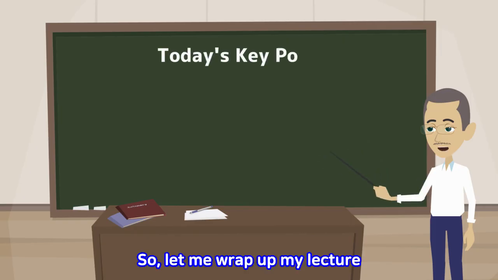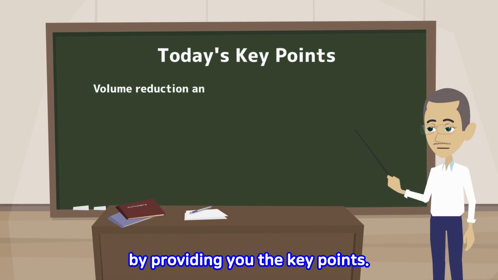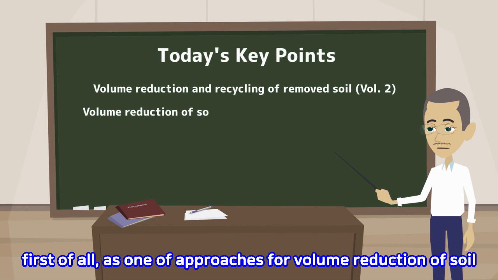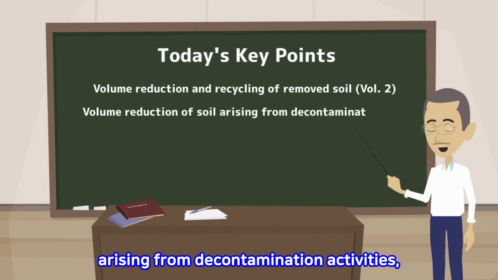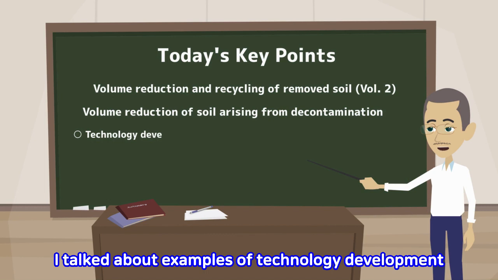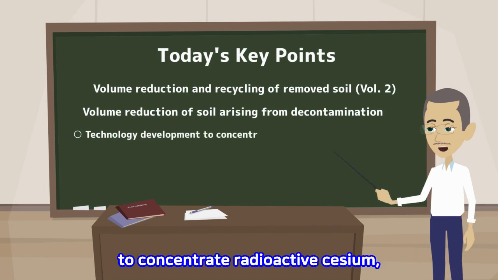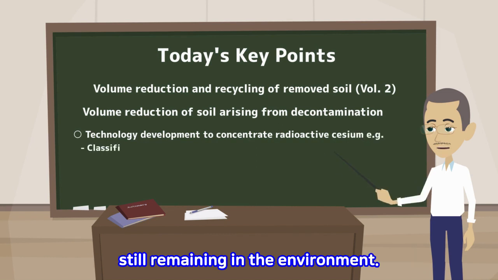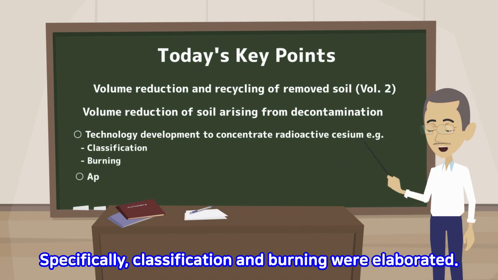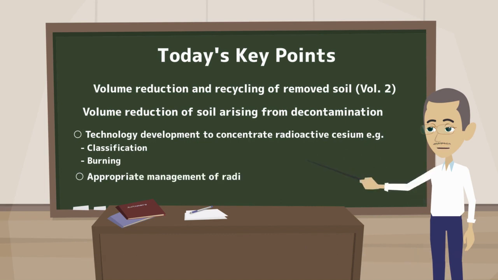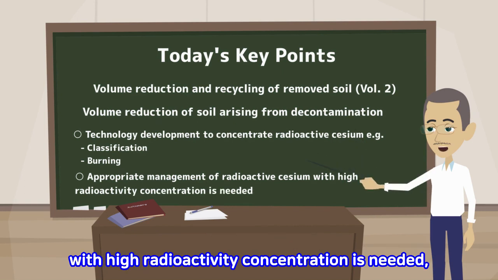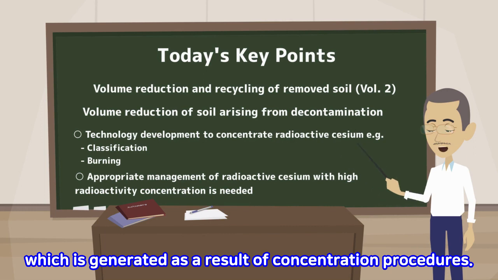So, let me wrap up my lecture by providing you the key points. Today, as a continuation of the previous lecture, first of all, as one of the approaches for volume reduction of soil arising from decontamination activities, I talked about examples of technology development to concentrate radioactive cesium, which is one of the major radioactive nuclides still remaining in the environment. Specifically, classification and burning were elaborated. And I also explained that appropriate management of radioactive cesium with high radioactivity concentration is needed, which is generated as a result of concentration procedures.